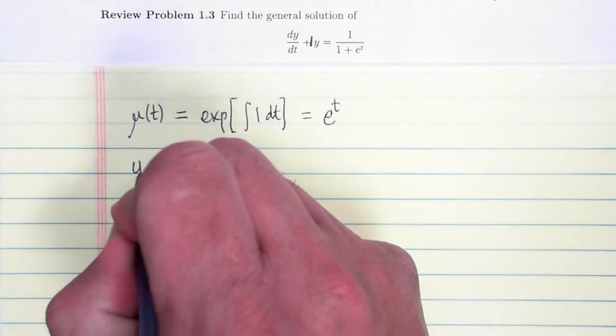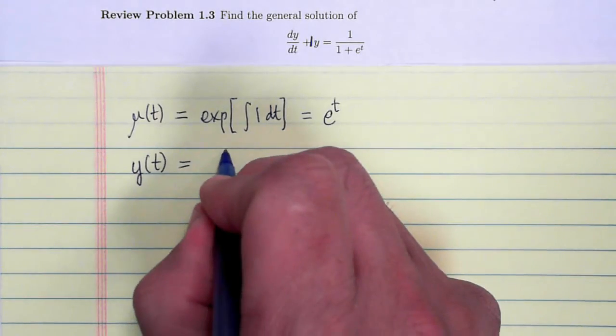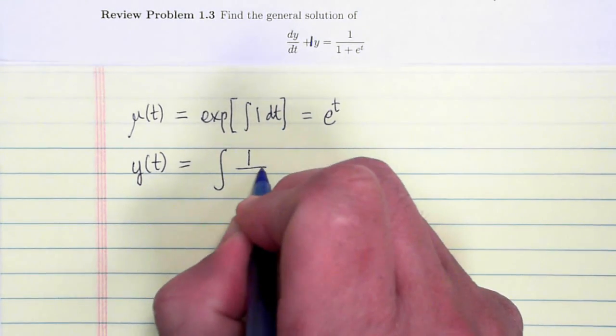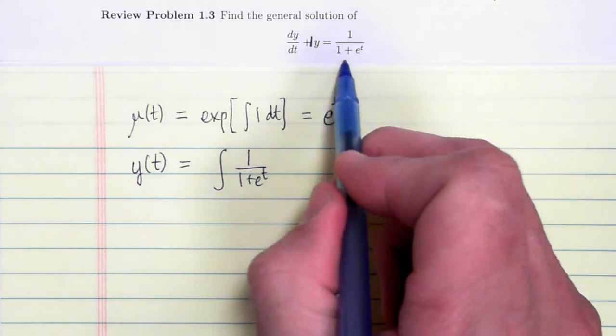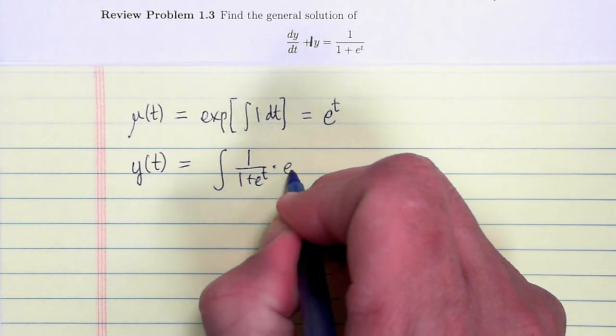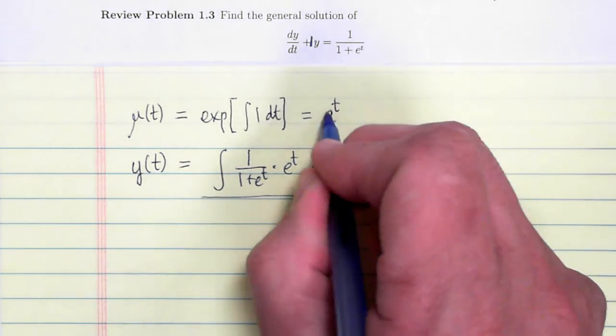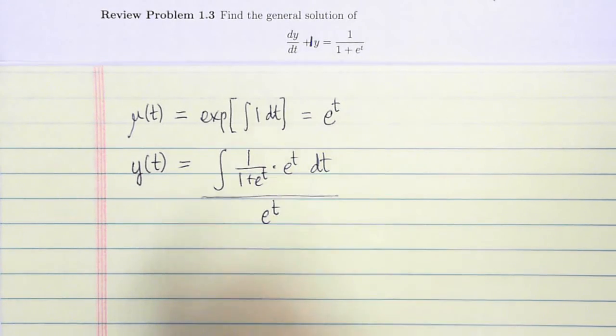Okay, next we figure out the general solution. y of t is equal to the integral of 1 over 1 plus e to the t, the function on the right-hand side, times the integrating factor that we just got, dt, all divided by the integrating factor that we just got, e to the t.